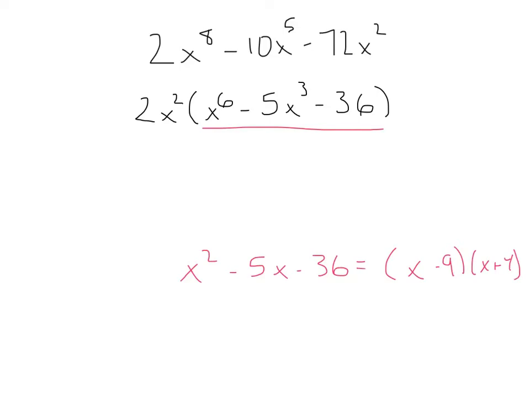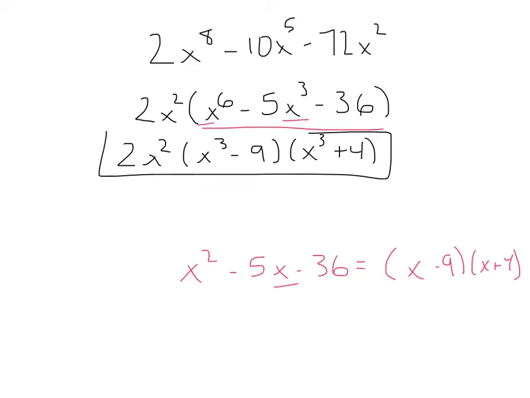And we're going to do pretty much the same thing up here, except that instead of x, we're going to use an x cubed, because then if we square x cubed, we get x to the 6th. So this up above can actually factor as 2x squared times x cubed minus 9 times x cubed plus 4. And here we are factored. There's nothing more that we can do with either of these. And let's take a look at one more example.